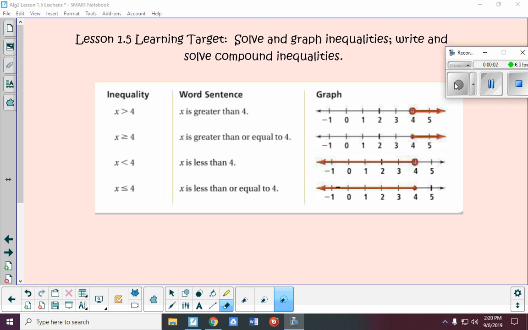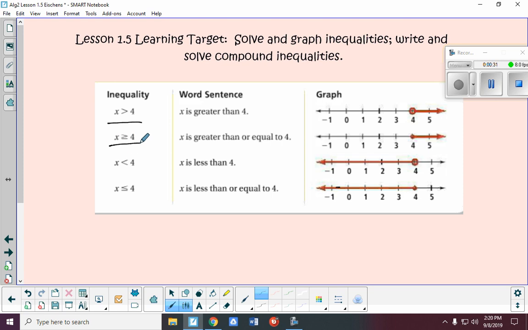All right, this is lesson 1.5, and we're going to be talking about solving and graphing inequalities and also writing and solving compound inequalities. So just a quick review here on your inequalities. This says that x is greater than 4. All right, and so when you graph that, we want x to be all the values that are larger than 4. So we would have an open circle at 4, and it would be everything greater than, to the right then, of 4 on the number line.